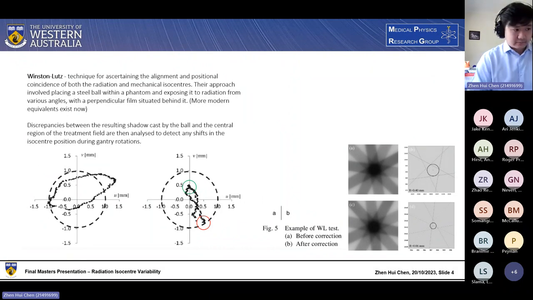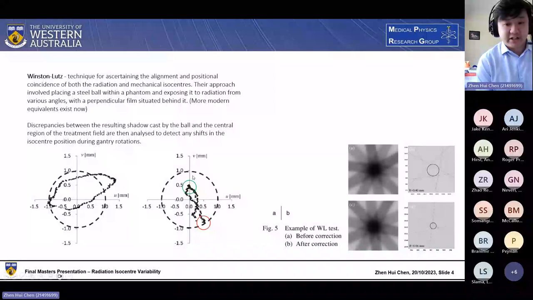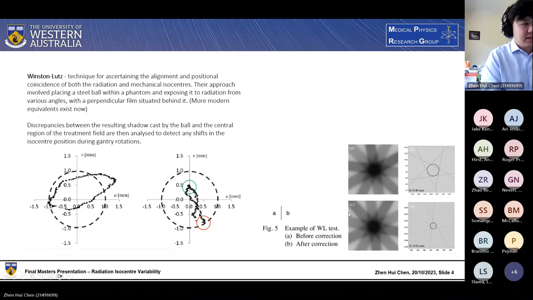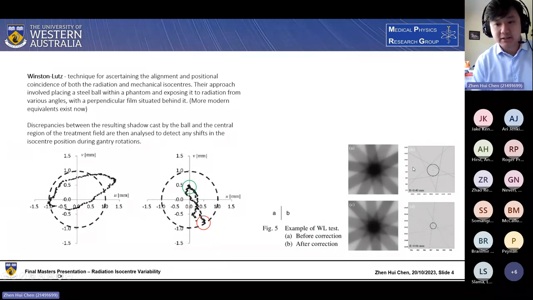Any shifts would then be corrected. Just to take note, from now on, when I mention radiation isocenter variability, I'm talking about the size of the radiation isocenter. And if we're talking about coincidence, we're talking about the midpoint of the circle for both the mechanical isocenter and the radiation isocenter. On the bottom right here, this is a typical starshot test, where for A and C you have different starshot fields. And then for B and D, you have the central axes being extracted from those, and then the smallest circle that inscribes every single line is then found.